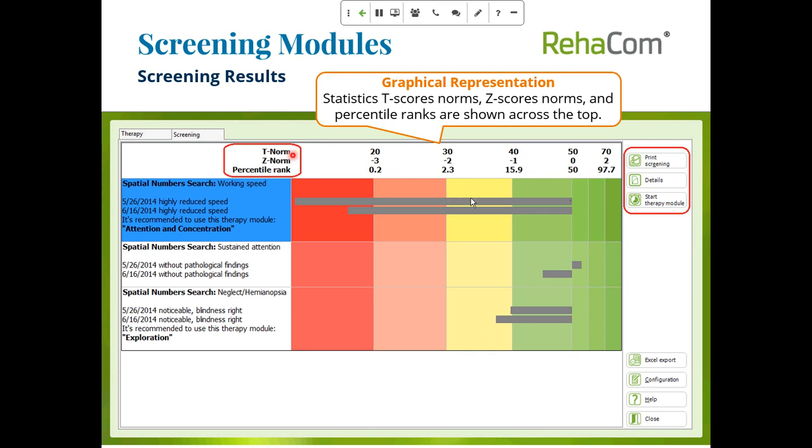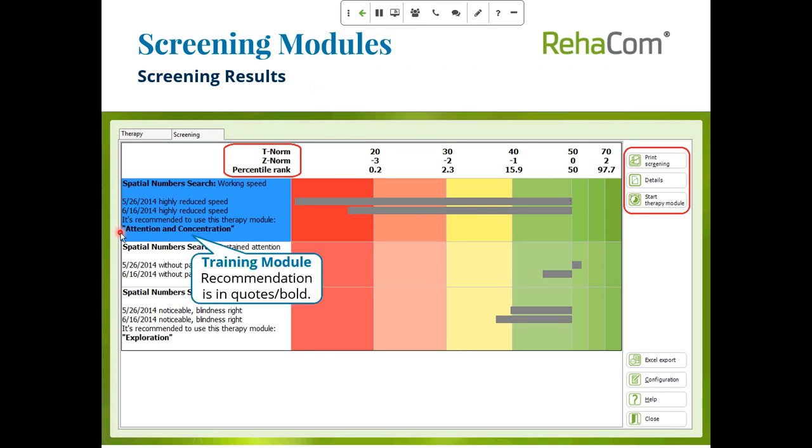And what we can say is that you can have scores that will characterize that person's performance with percentiles, Z-scores, T-scores to help you figure it out. In addition to that, we can look at the different training modules that may be recommended. This person's really having a problem, therefore attention and concentration in brackets is suggested in some cases.